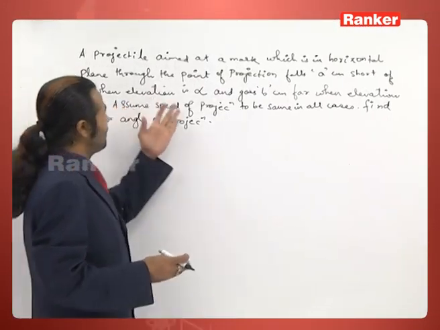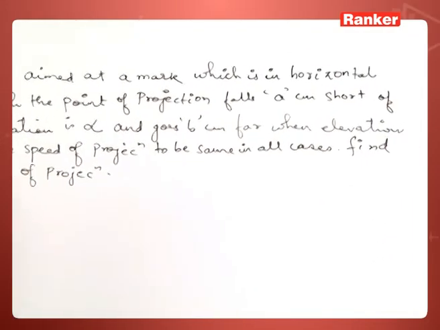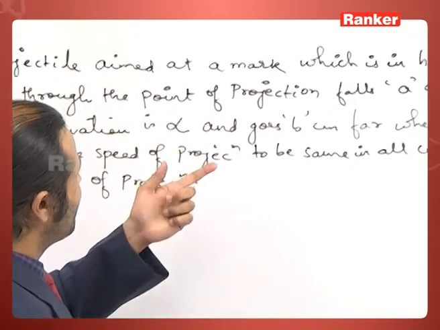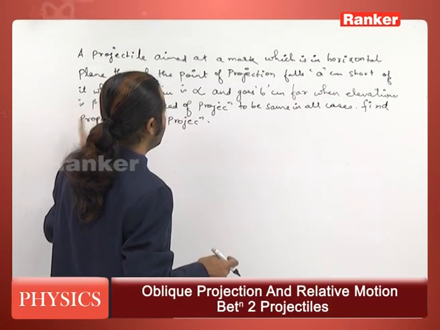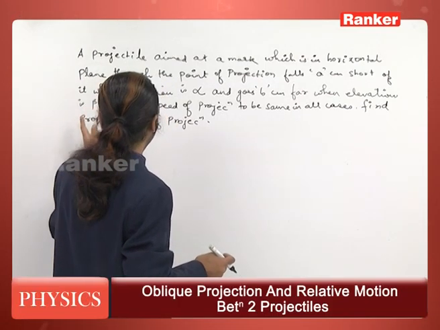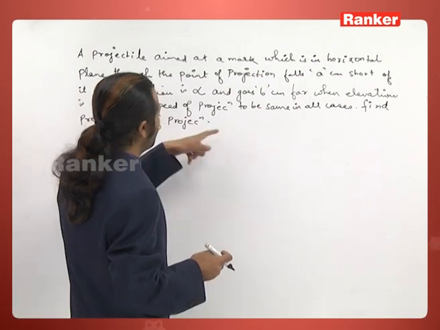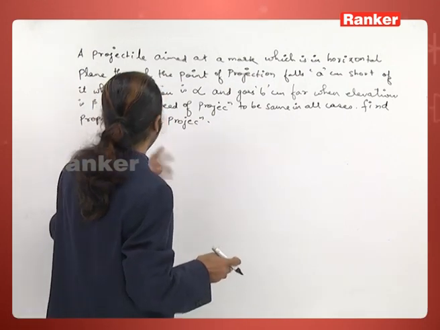Now a projectile aimed at a mark which is in the horizontal plane through the point of projection falls a centimeter short of it when elevation is alpha and goes b centimeter far when elevation is beta. Assuming speed of projection to be same in all cases, find the proper angle of projection.